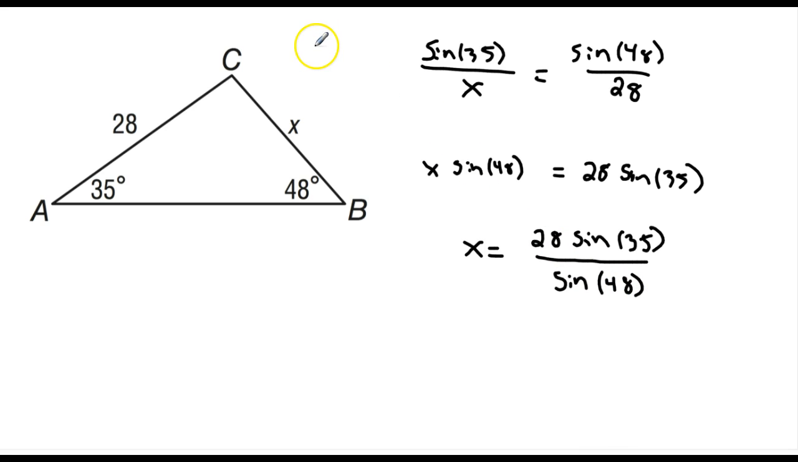So make sure you can punch that in your calculator. You should be in degree mode. Hopefully you are, since you've been doing everything else in this video. And see what you get for your answer. And after punching all that out, I got x to be 21.6. I'm just rounding to the nearest tenth today, so 21.6.